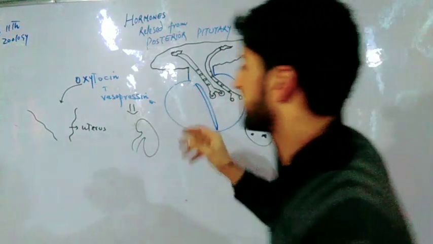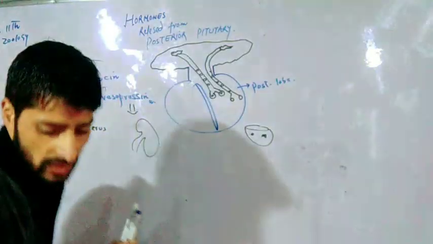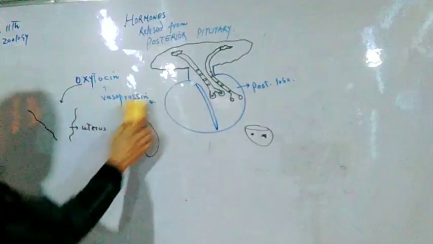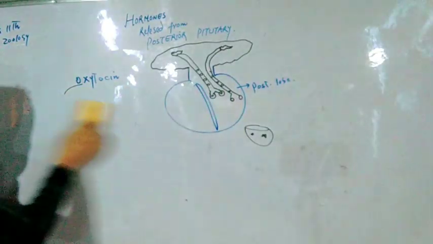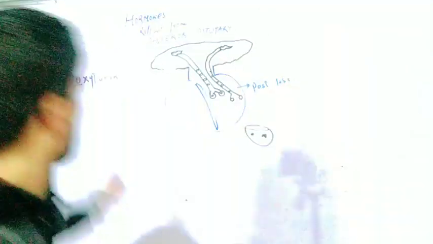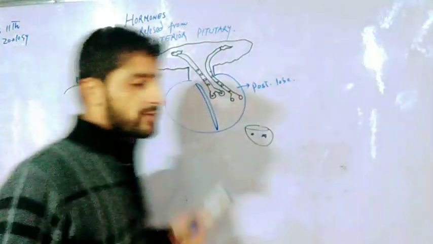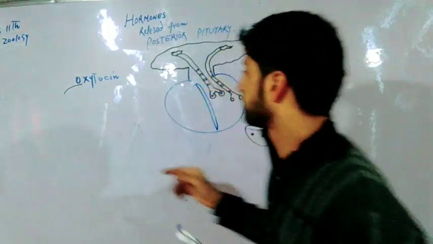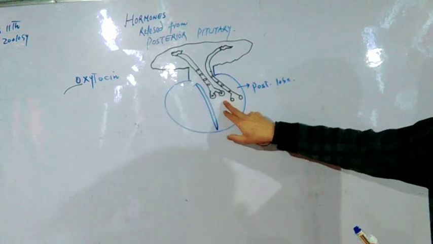These two hormones we have to study today. So first of all, we will move to the oxytocin hormone. You should know that it's a neurohormone produced from your hypothalamus, and stored here in the posterior lobe of the pituitary gland.